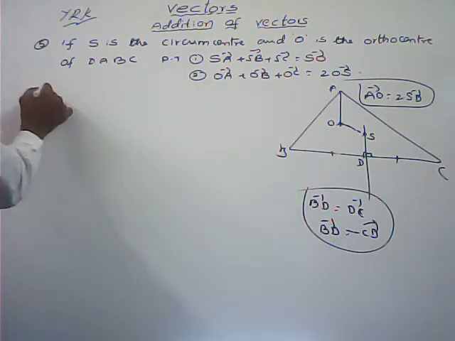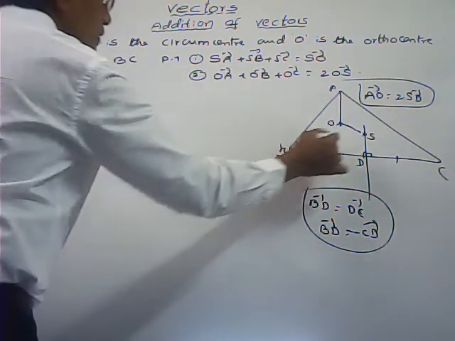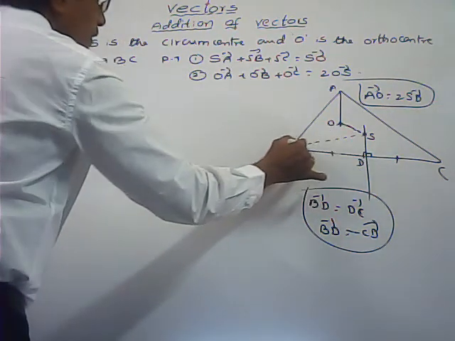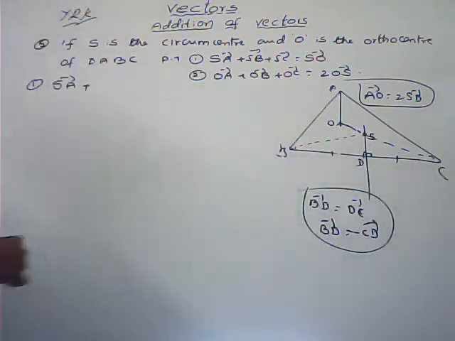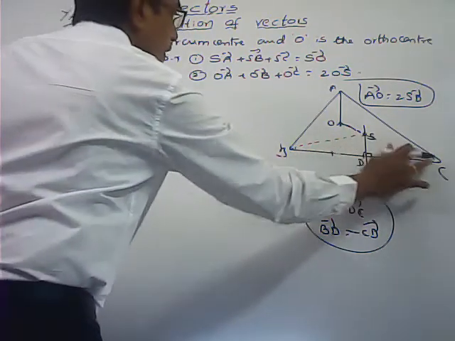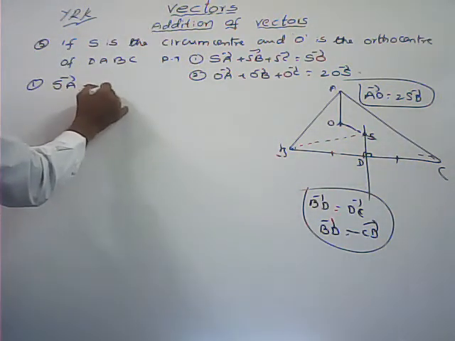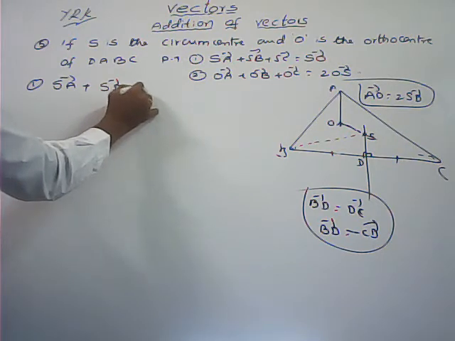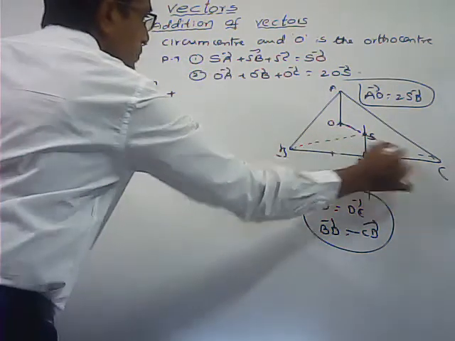Now the first one I am taking. How to prove this one? SA bar plus SB bar. If I consider this triangle and join these two, SB bar we can write as SD plus DB, also SC bar we can write SD plus DC.